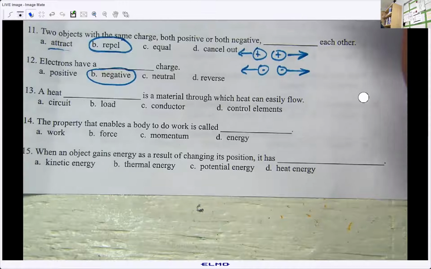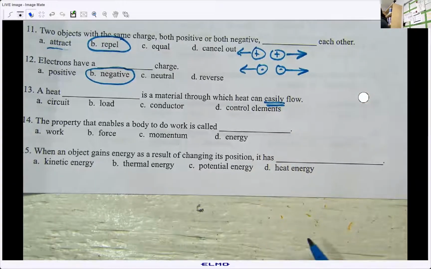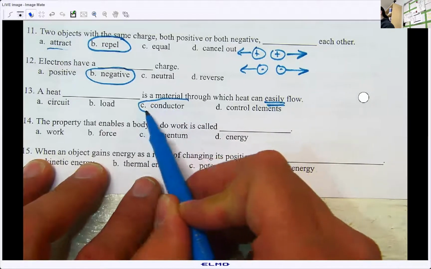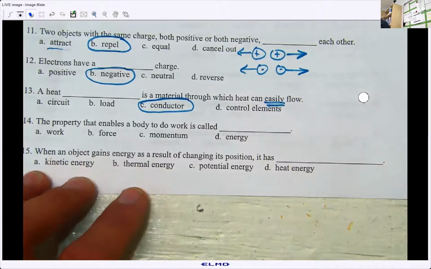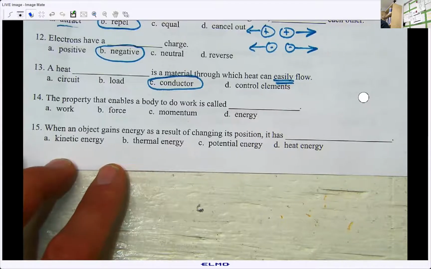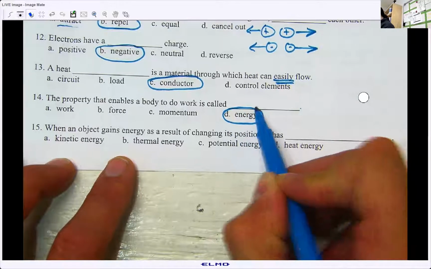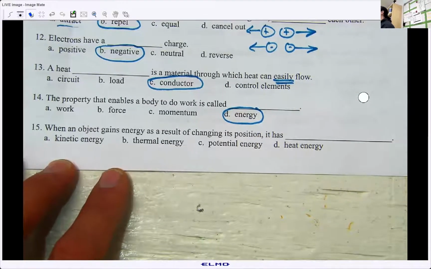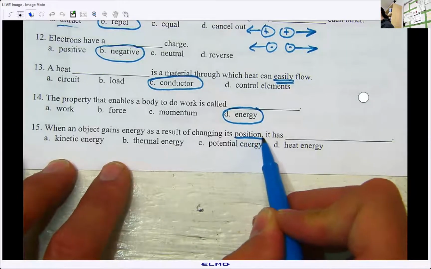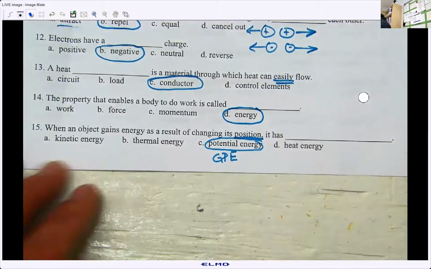A blank is a material which heat can flow through easily. What's the material that heat can flow through easily? It's a conductor. Conductor. Property that enables a body to do work. What allows something to do work? Energy. Something has to have energy to be able to do work. When an object gains energy because of its position, it's called potential energy, and specifically it's called gravitational potential energy, or GPE.